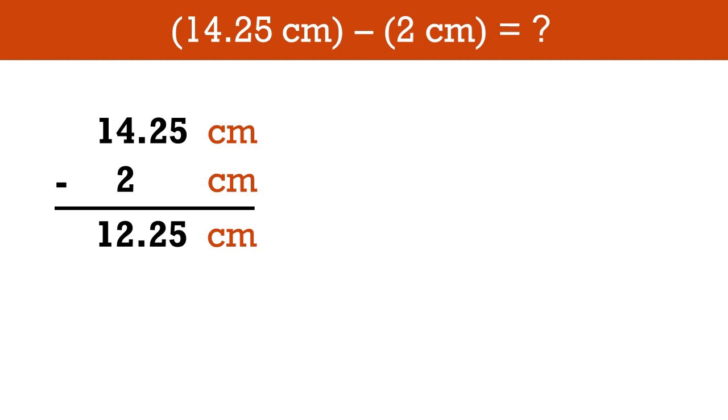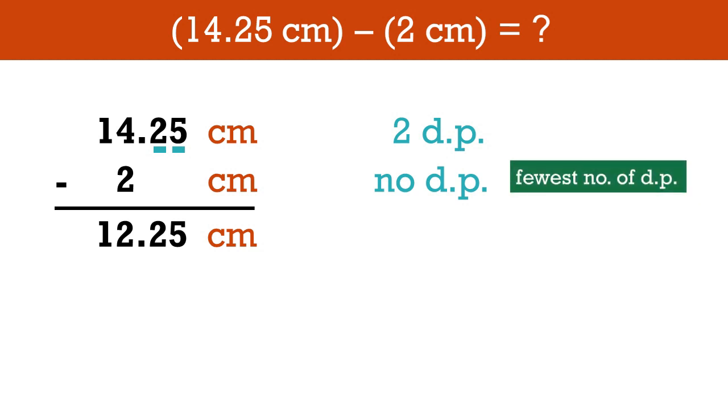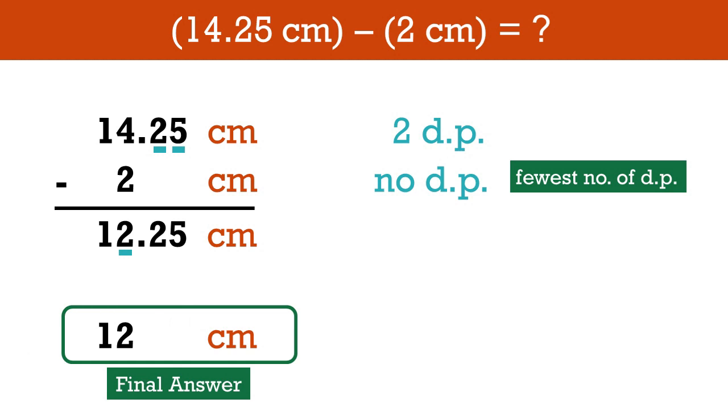In 14.25 cm, there are 2 decimal places. In 2 cm, there is no decimal place. The fewest number of decimal places is none. Therefore, we need to round the answer to a whole number. Because the number at the right side of 2 is less than 5, we will keep 2 the same. Thus, the final answer is 12 centimeters. This final answer has no decimal places. So that's the rule for significant figures when adding and subtracting numbers.